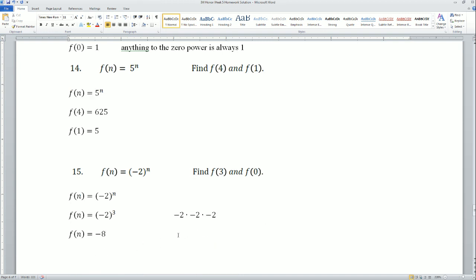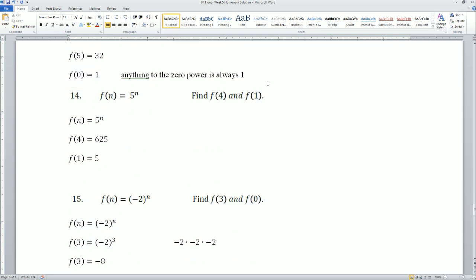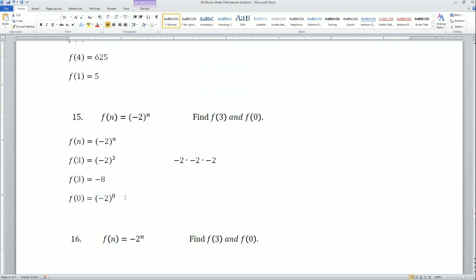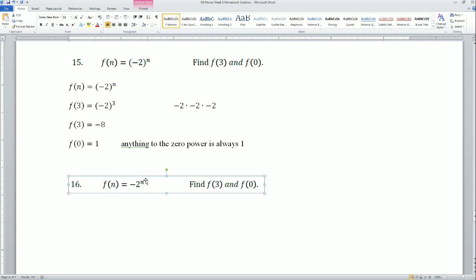Next, function of 0. Again, we can do that. Oops, sorry. I forgot to put your 3 here. Next one, let's do 0 here. Anything to the 0th power is always 1. Next, 16.